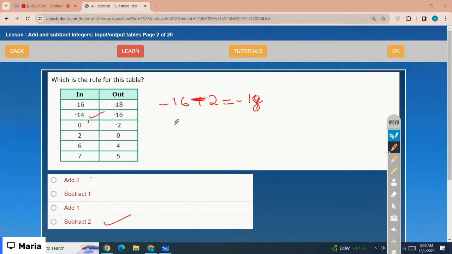Just check for the other values. -14 minus 2, that is -16. Then you have 0 minus 2, that is -2. Then you have 2 minus 2, that is 0. So that means the rule is to subtract 2. Yes, that is subtract 2. Very good. That is, you have to subtract 2. Got it?